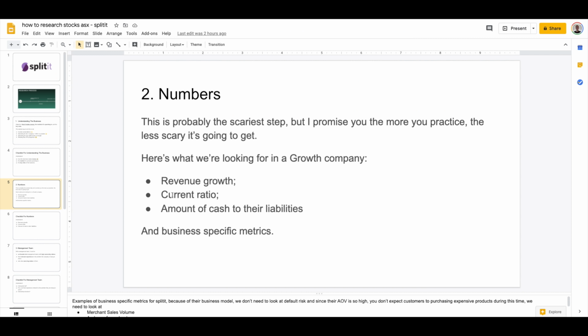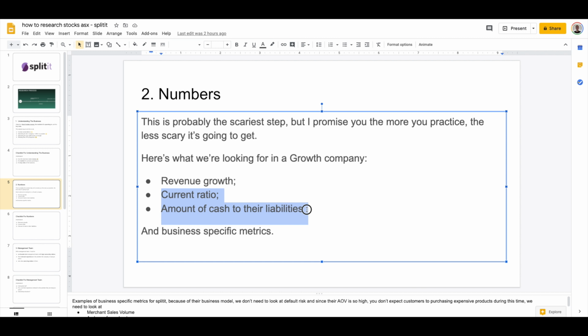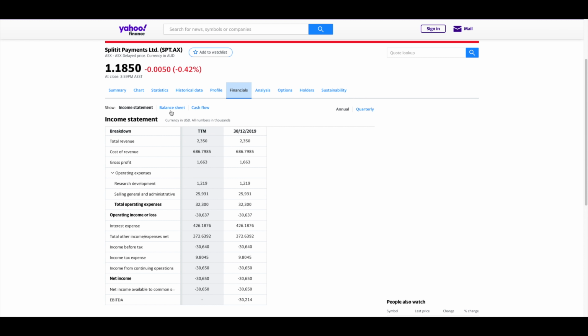The next thing we should look for is the current ratio and the amount of cash to their liabilities. That's mainly because I want to know whether they can survive in the short term to experience the growth. The worst thing is not being able to live to see it, essentially. So if we go back to Yahoo Finance, you go to their balance sheet.